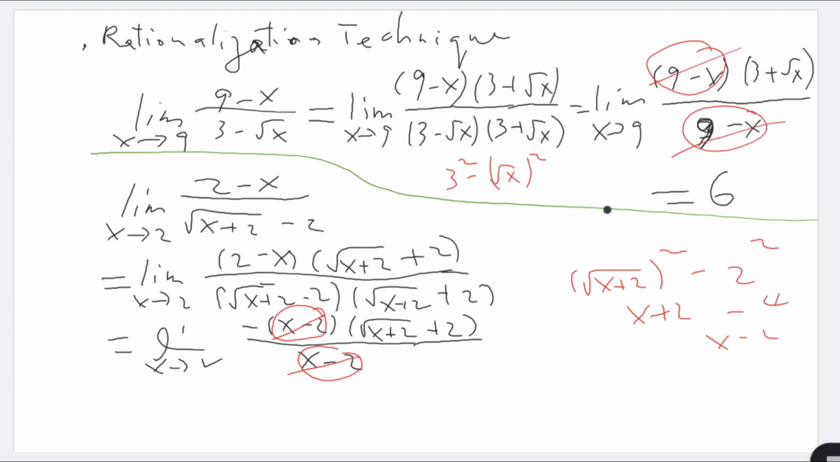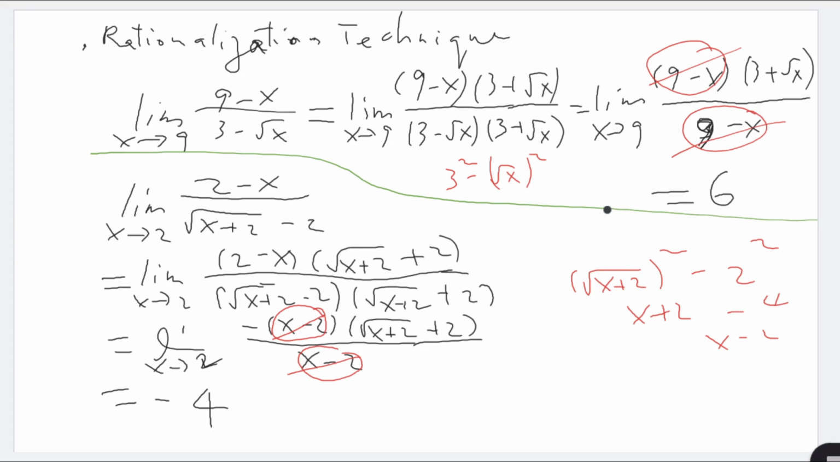There's still a negative sign in the front. This time, x minus 2 is gone. Here's my 2. That's ugly. All right, so x approaches 2. This time, plug in directly. The radical becomes square root of 2 plus 2, which is 4. Square root of 4 is 2. 2 plus 2 is 4, with the negative, negative 4. So we find the limit to be negative 4.